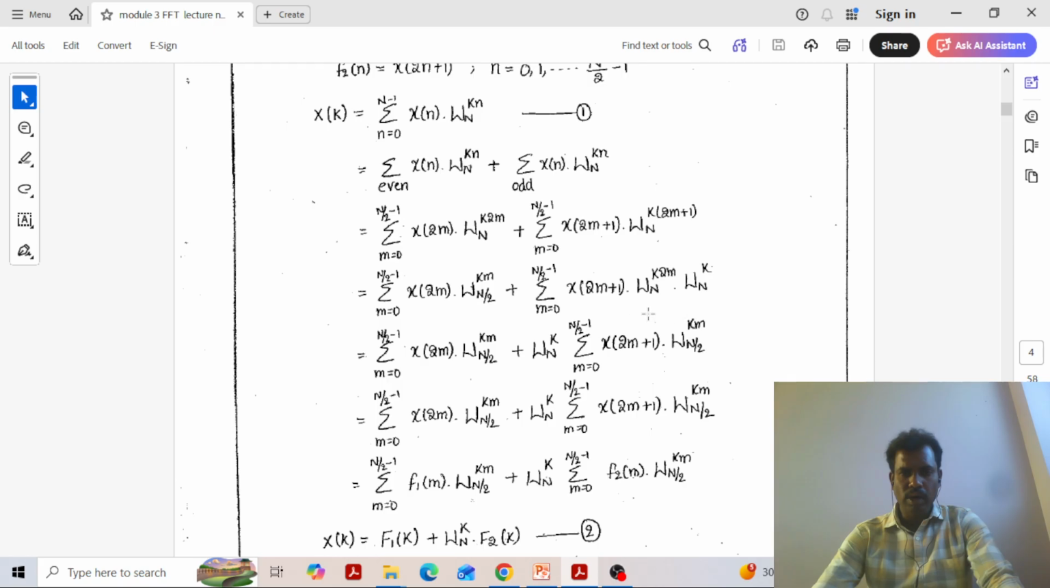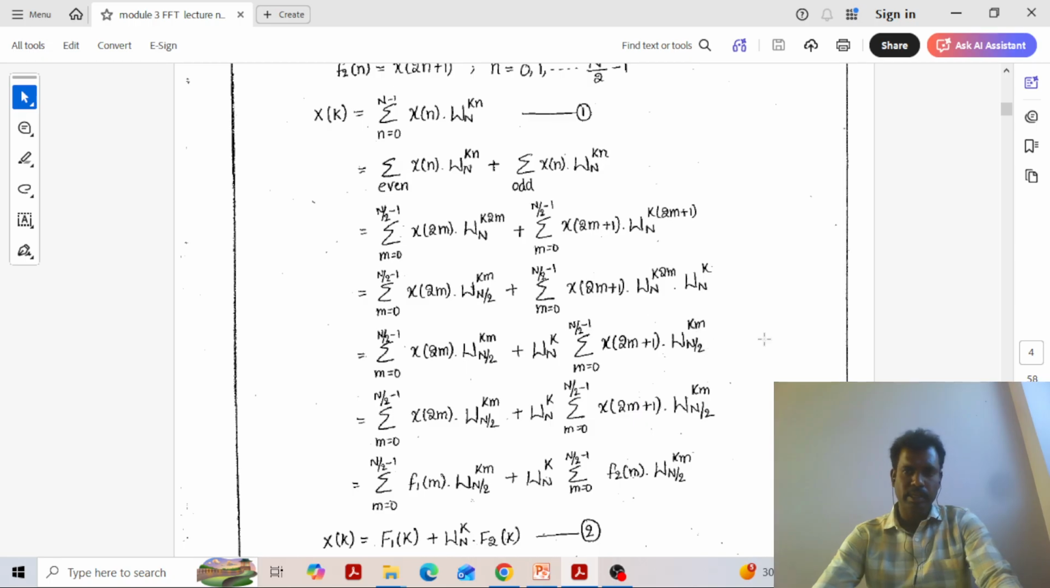So this is one N by 2 point DFT. We know the formula for N point DFT: some sequence into W_N power kn. If it is capital N point DFT, we get W subscript capital N. But if it is N by 2 point DFT, we must get W subscript N by 2. That's why W_N power 2km can be equivalently represented as W_N by 2 power km.